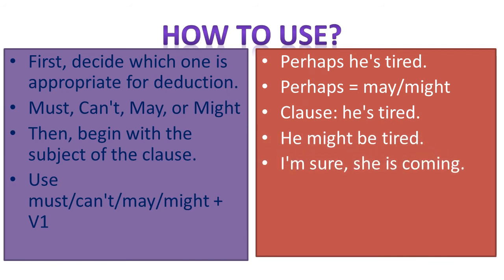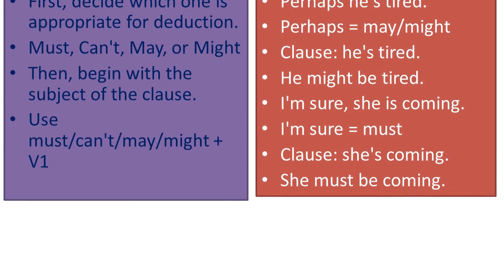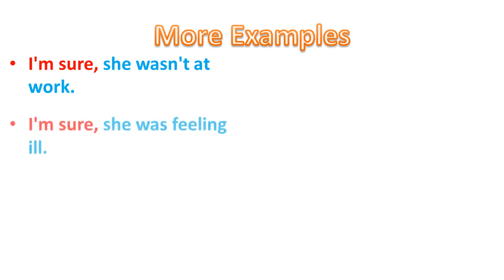Let's see another one. She is coming. Here I am sure, because of it we use must. Positive clause is there, our clause, and this can be done as she must be coming. Some other examples, let's see here.